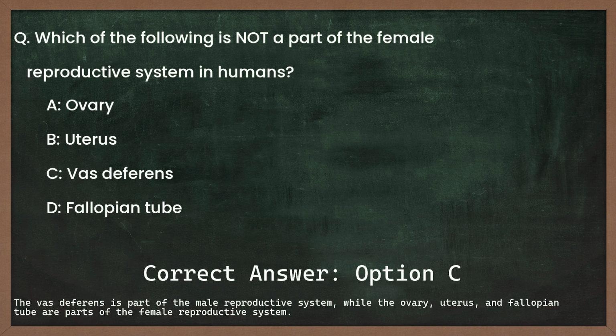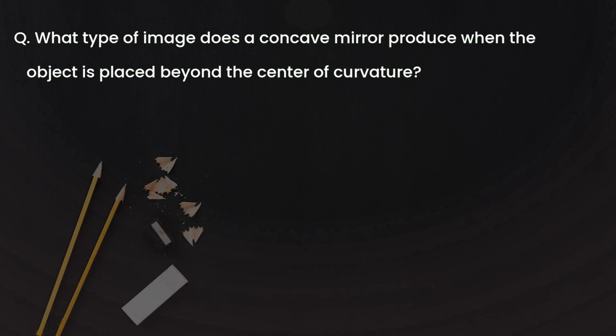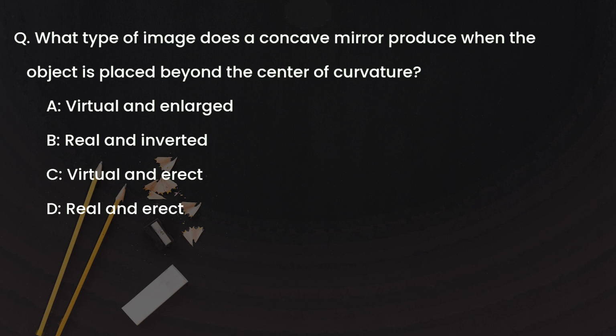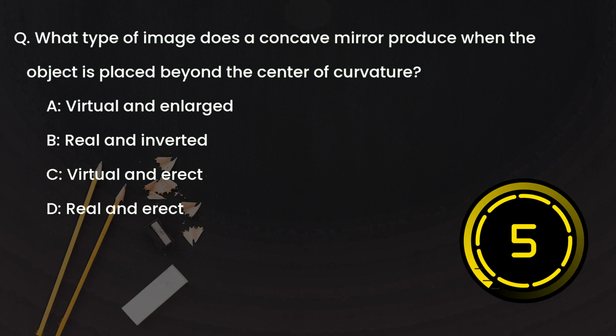the female reproductive system. Question: what type of image does a concave mirror produce when the object is placed beyond the center of curvature? Option A, virtual and enlarged. Option B, real and inverted. Option C, virtual and erect. Option D, real and erect. You have 5 seconds to answer the question.